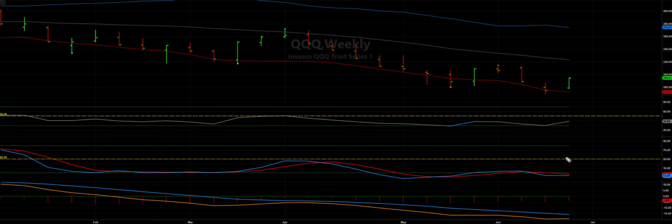And the Qs were up the most last week. Thursday and Friday of last week, the Qs had a percentage change higher than any other ETF that tracks the major market indexes. Let's say that. Out of the DIA, the SPY, the IWM, and the ITOT, the Qs had the largest percentage gain.